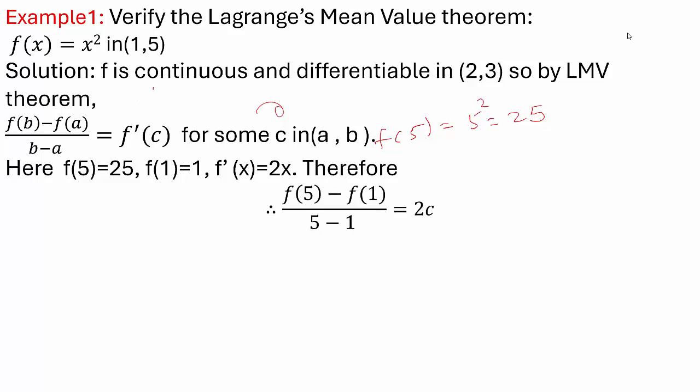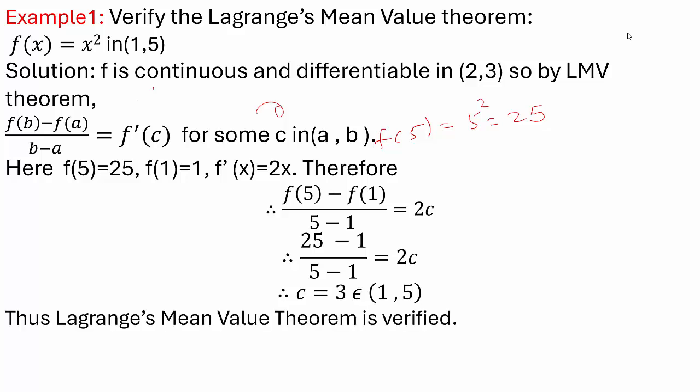Therefore, (f of 5 minus f of 1) divided by (5 minus 1) equals 2c. Therefore, (25 minus 1) divided by (5 minus 1) equals 2c, and hence we get c equal to 3. And 3 lies between 1 and 5, so c lies in the interval (1, 5). Therefore, Lagrange's mean value theorem is verified.